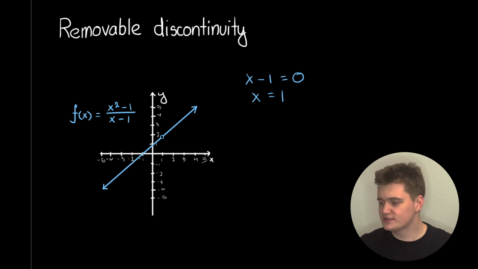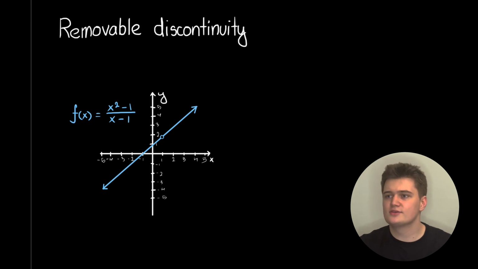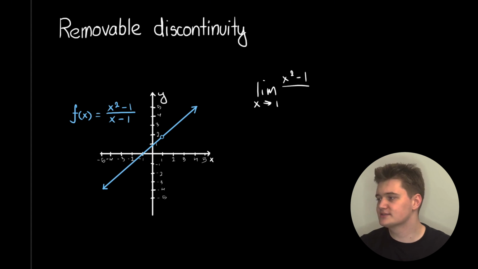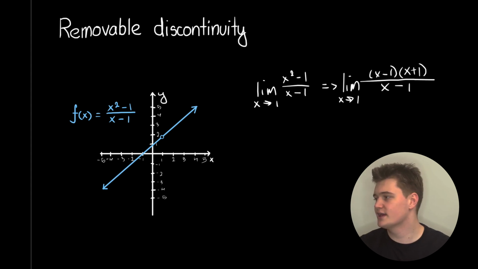So in order to solve this equation and try to remove that discontinuity, we have to rewrite it this way. Let me just change the color. As limit of x approaching 1, x squared minus 1 over x minus 1, we can actually identify the difference of squares in the numerator and rewrite it as limit x approaching 1, x minus 1 multiplied by x plus 1 over x minus 1, and we can easily cancel out x minus 1.